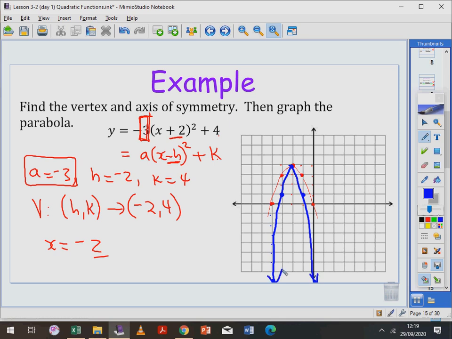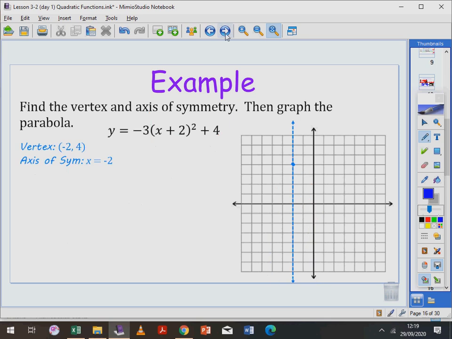You can always check by graphing this on Desmos or on your graphing calculator. Moving on, find the vertex and axis of symmetry, then graph, or this is what we just did, and then graph. So that looked like that. This is not accurate, but you guys get the drift.